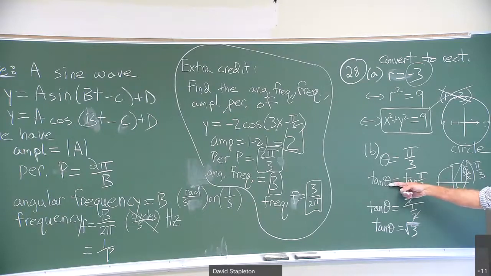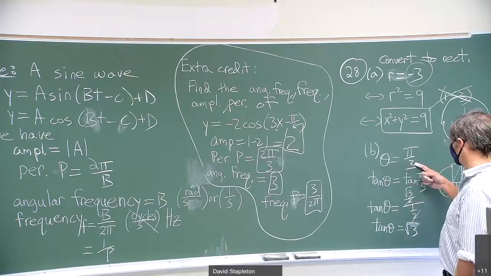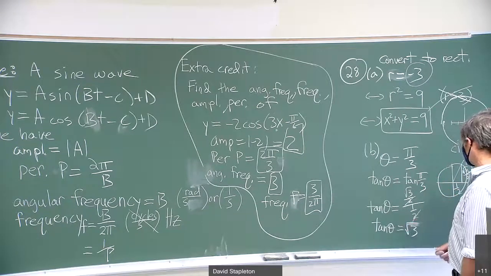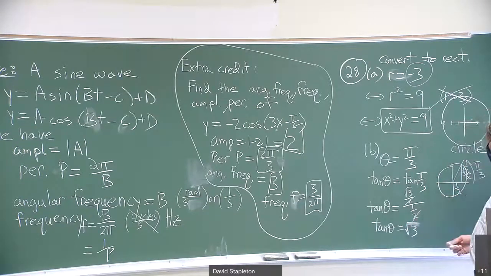I can't take tangent of pi over 2 or 3 pi over 2 because it's y over x, and when x is 0, it doesn't work. But the only place where x is 0 on this one is at the origin, and that's still a solution to this equation. So you just think about it and realize you haven't lost any points.